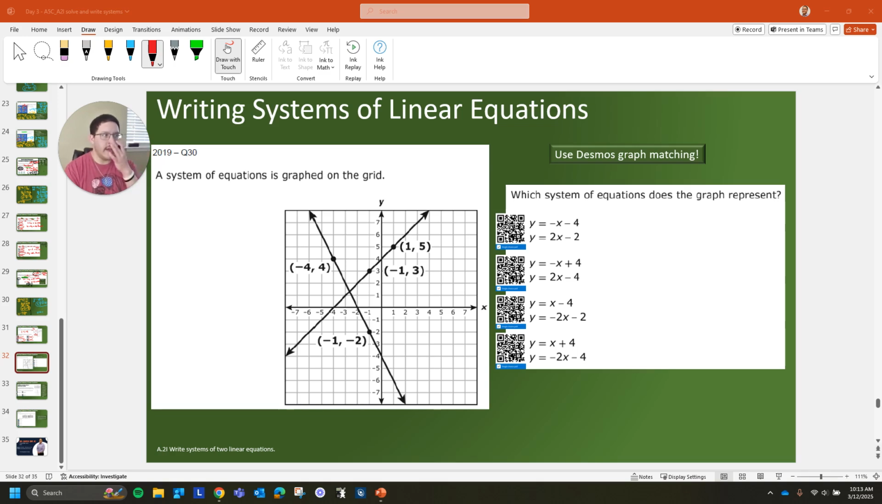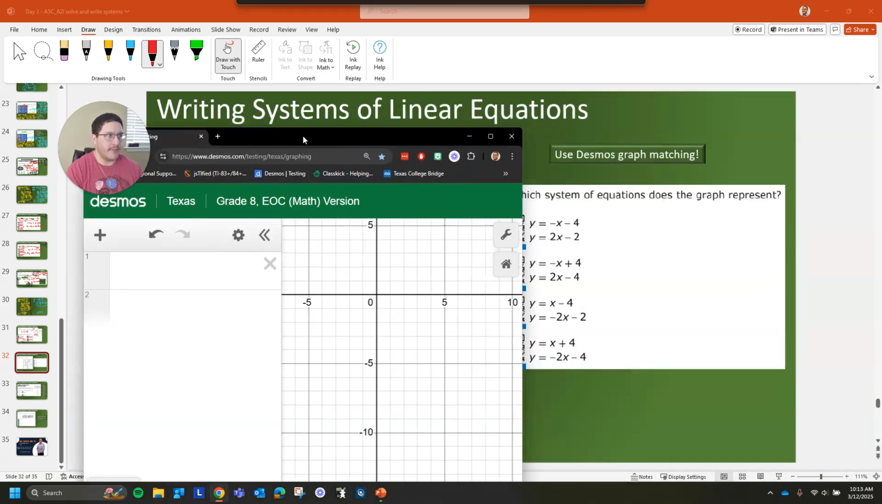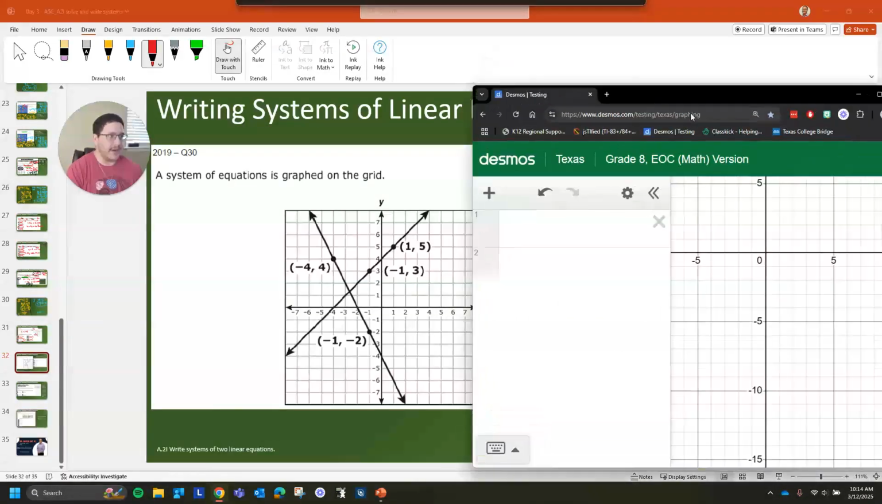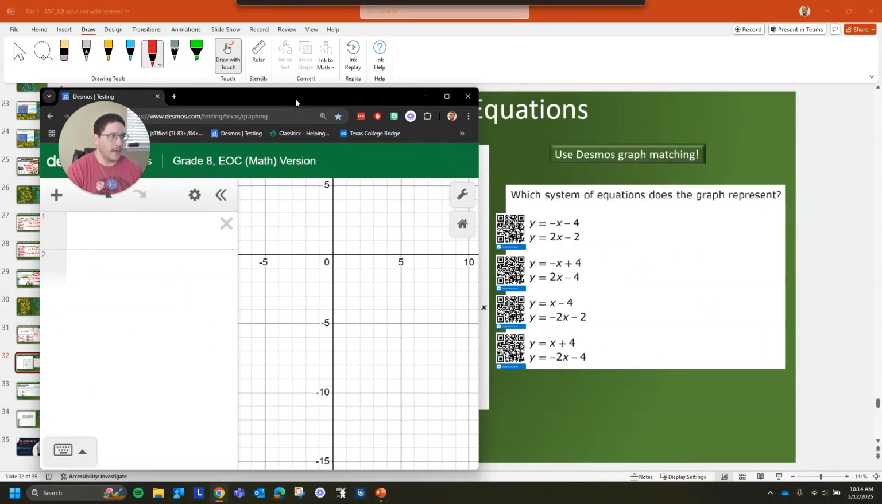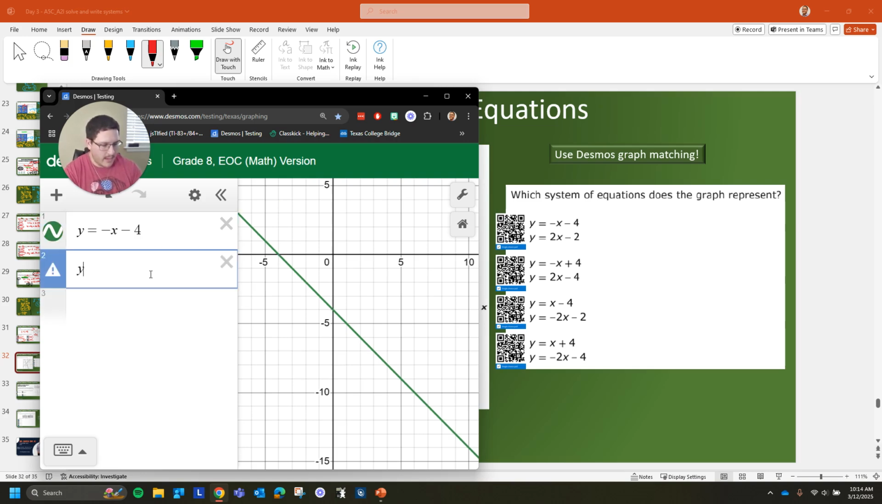All right, so the easiest thing that I could think of is let's use our tools. Let's use Desmos to see if we can figure out which one matches. I'm not even going to worry about the points right now. I'm just going to see if I can find one that matches that grid here. So let's look at the first set. Y equals negative x minus 4. And then y equals 2x minus 2.